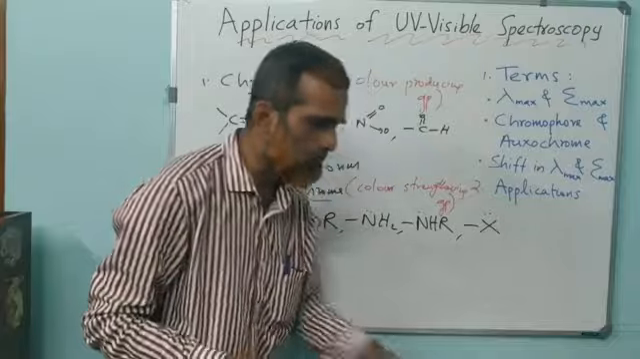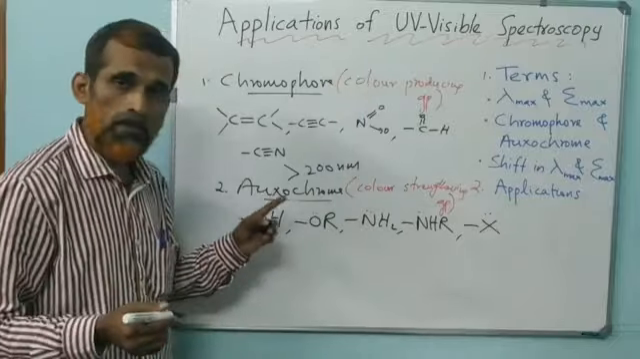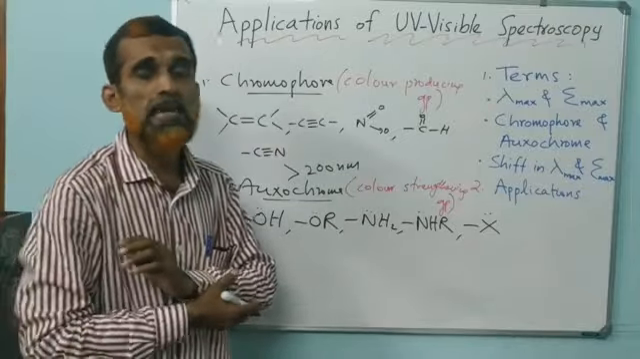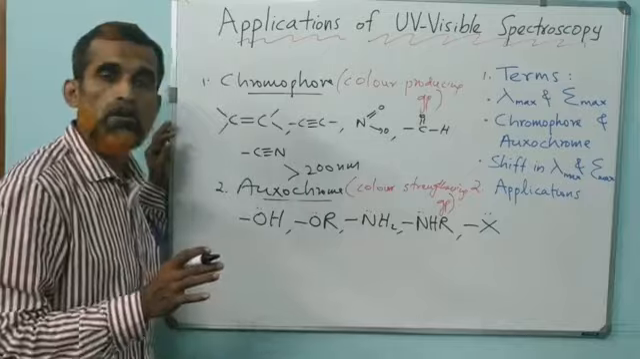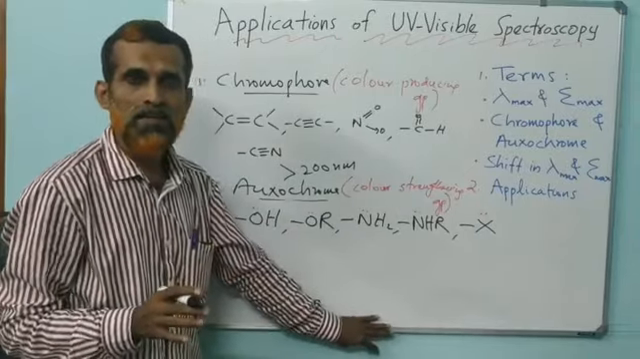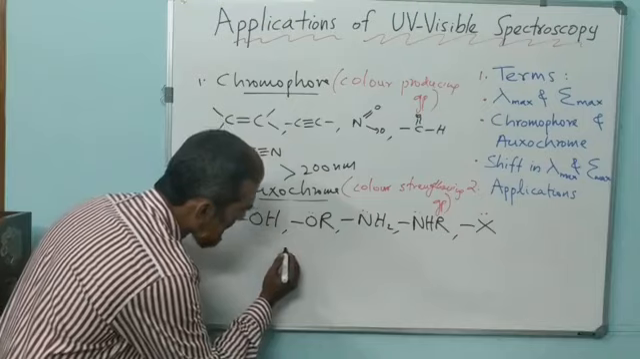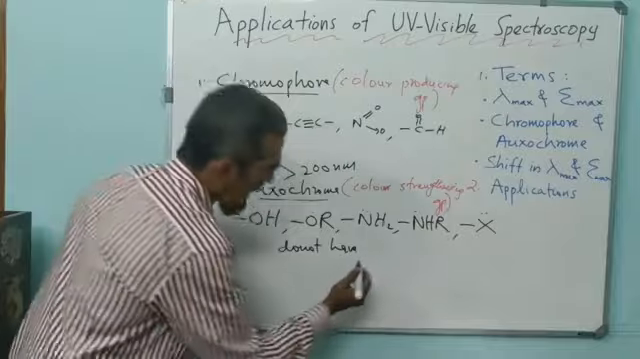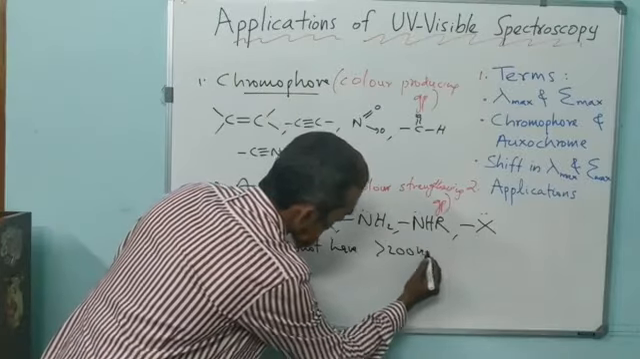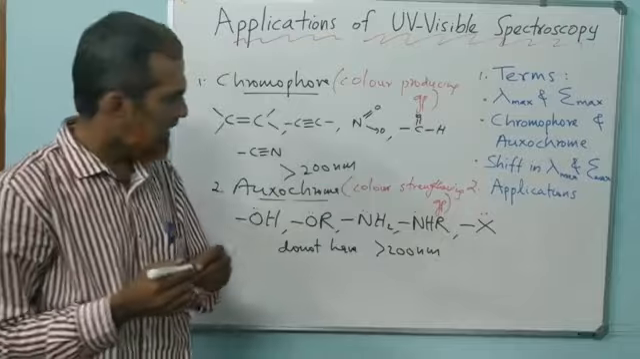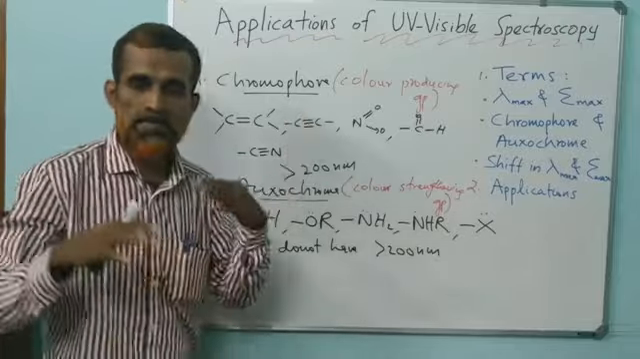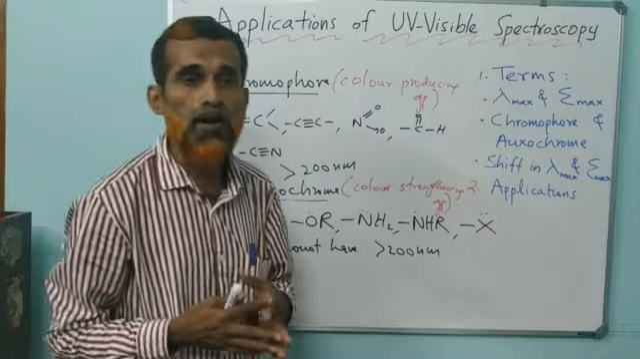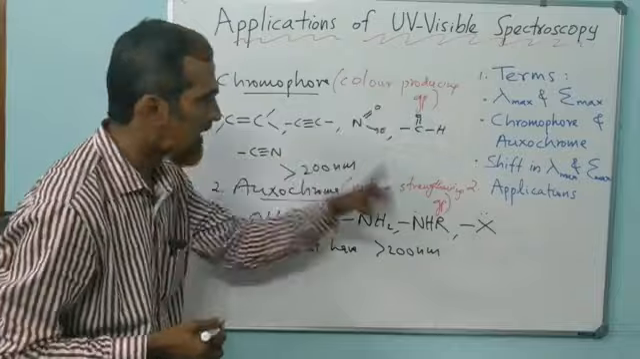Now these functional groups are called auxochromes. Their speciality is that they contain lone pairs, and an important thing is that they do not have characteristic absorption above 200 nanometer, right? So that's their specialty. So these are having characteristic absorption above 200. These are not having absorption above 200. Why are they called color producing and color strengthening groups?